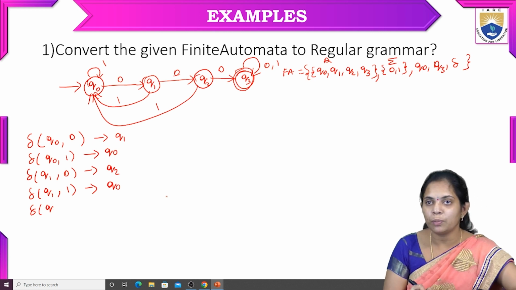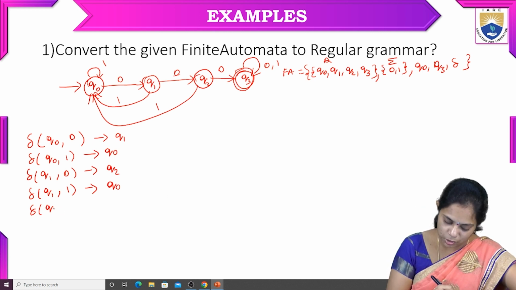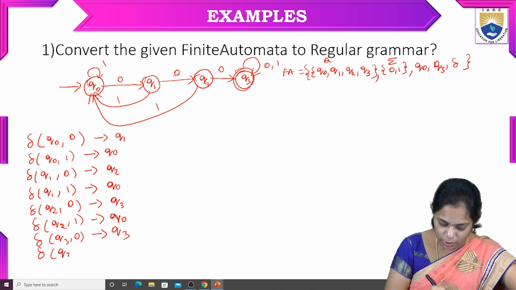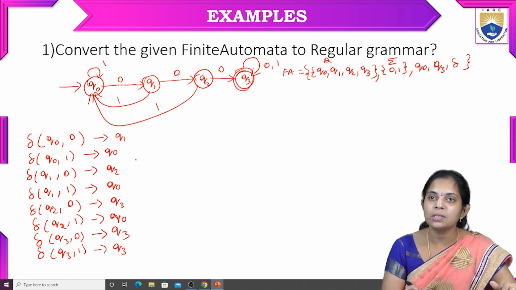For every state, for every input, we have to write the transition function. So q2 with 0 as an input is reaching the final state, that is q3, and q2 with 1 as an input is reaching the state q0. Transition of q3 comma 0 is reaching q3 itself, and transition of q3 comma 1 is reaching q3. So these are the transition functions what we have written, and now what is the next step we have to do?